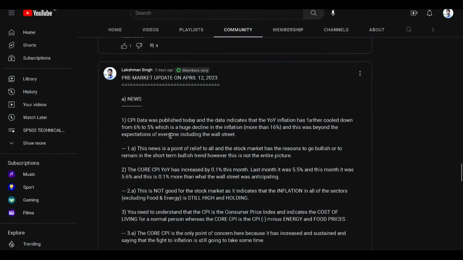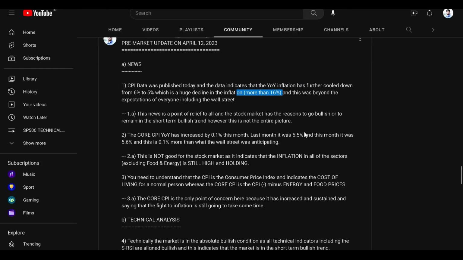Now let's talk about the CPI inflation data. On the same day, the CPI data was published, and year-on-year inflation has further cooled down from 6% to 5%, a decline of more than 16%. This news is a point of relief to all, and the US stock market has reasons to go bullish and to remain in the short-term bullish trend.